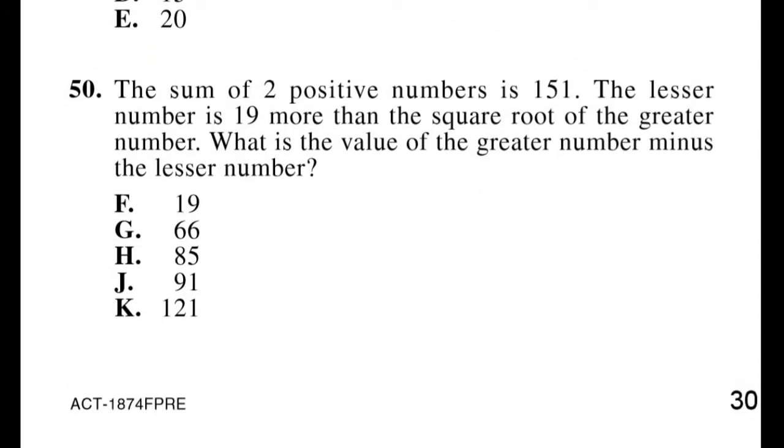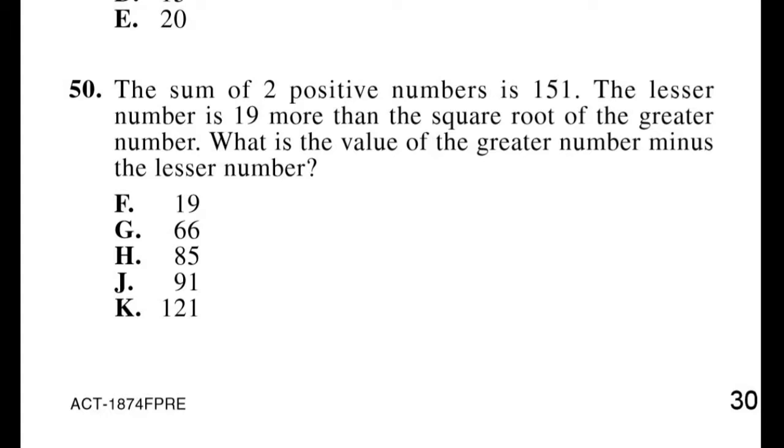Moving on to number 50. The sum of two positive numbers is 151. The lesser number is 19 more than the square root of the greater number. What is the value of the greater number minus the lesser number? Okay, there's a lot going on in this question.